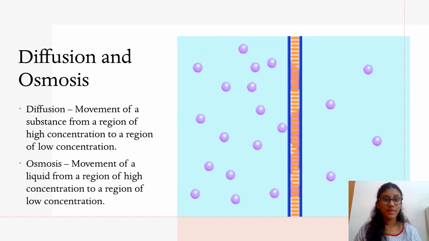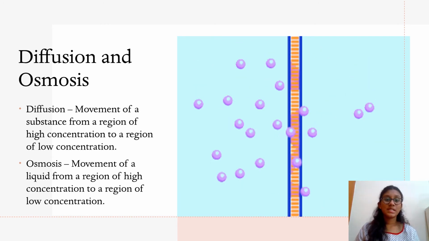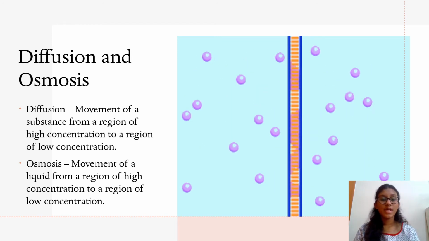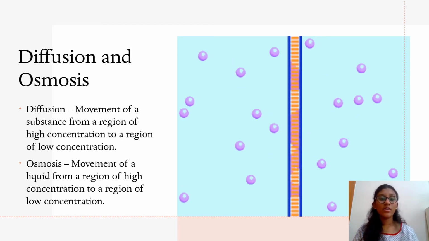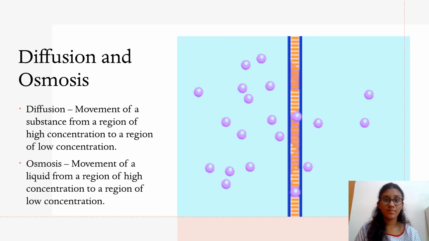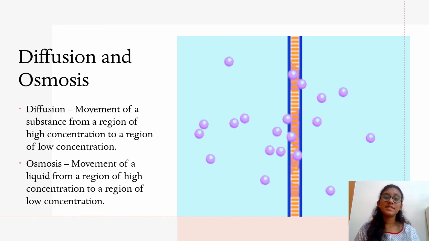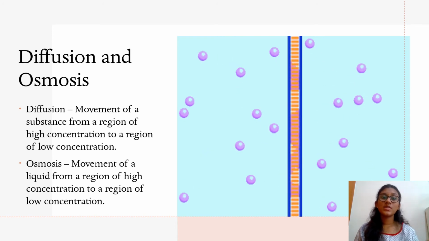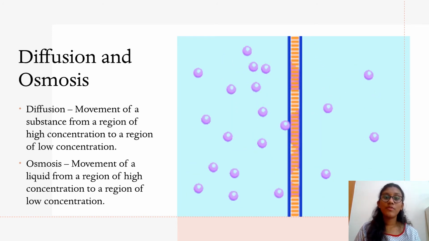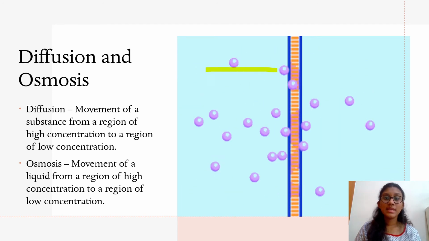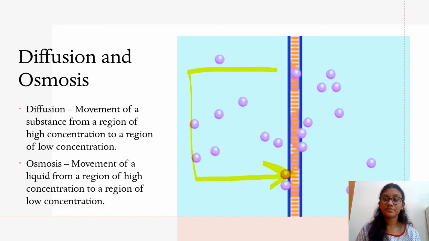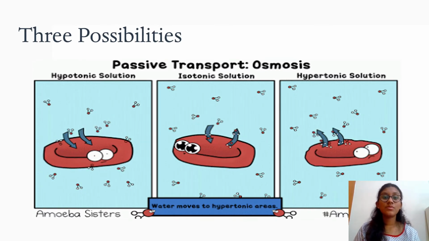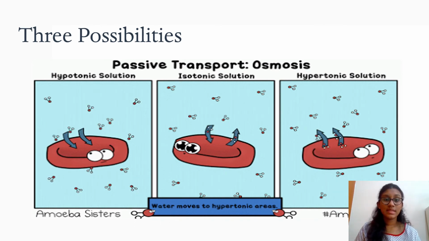Diffusion and osmosis. Diffusion: the movement of a substance from a region of high concentration to a region of low concentration. Osmosis: the movement of a liquid from a region of high concentration to a region of low concentration. As you can see here, the left side has more particles. Now, to equalize the number of particles on both sides of the partition, some particles move from the left side to the right side. This is the phenomenon of osmosis. The differences in concentration lead to three different possibilities. Let us look at this in detail now.